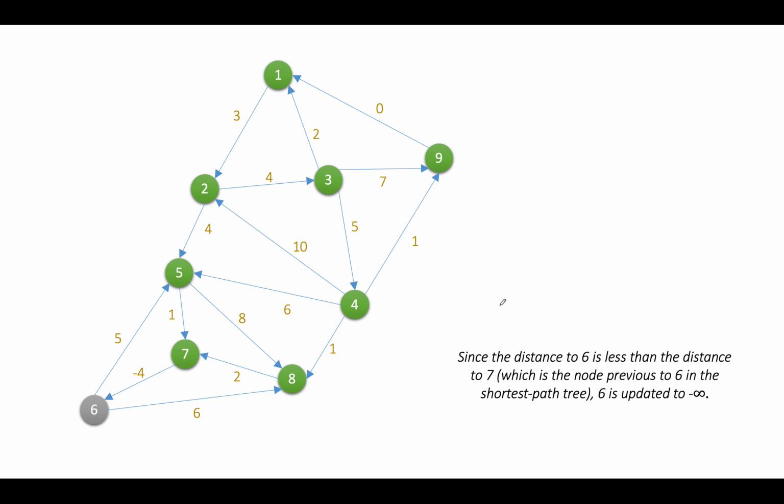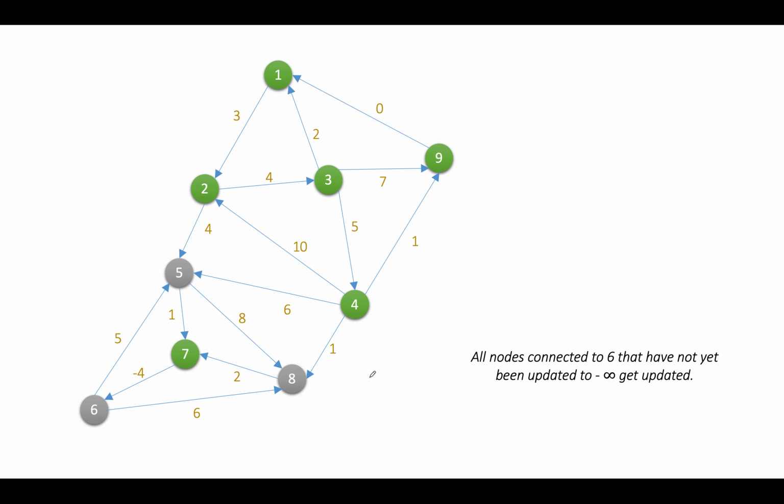I'll just read through this. So since the distance to 6 is less than the distance to 7, and we have to go through 7 to get to 6, 6 is updated to minus infinity. And then again, this is repeated for the nodes that are connected to 6, because if 6 is minus infinity and you can get to 5 from 6, 5 is also updated to minus infinity, and as with 8. So because these are all connected with each other, all of these get their nodes updated to minus infinity.